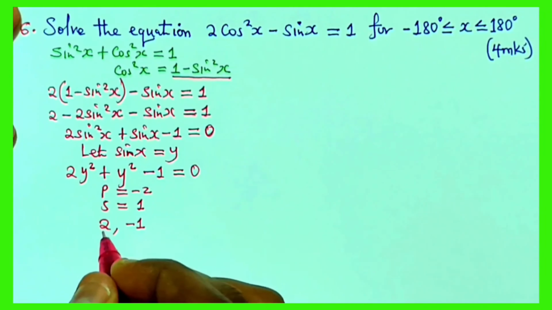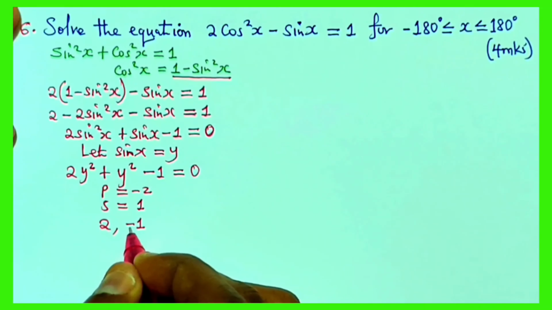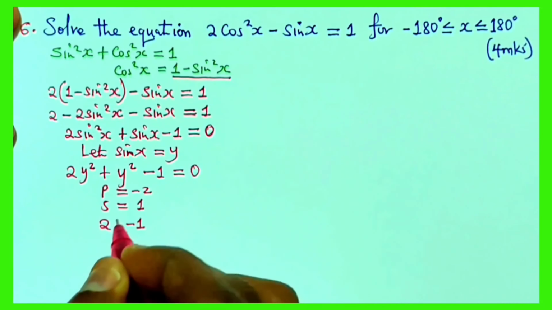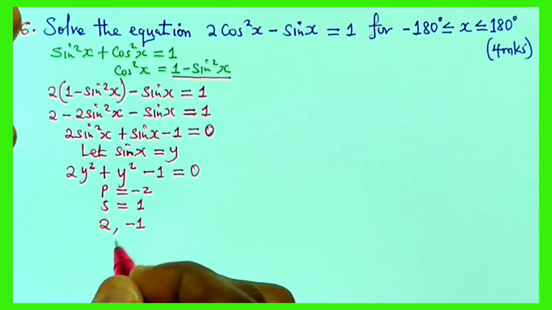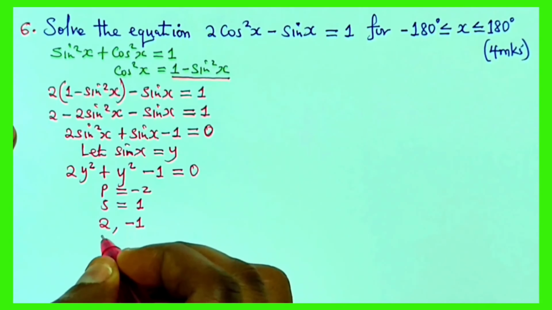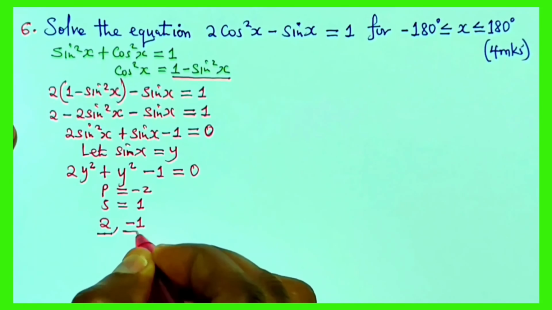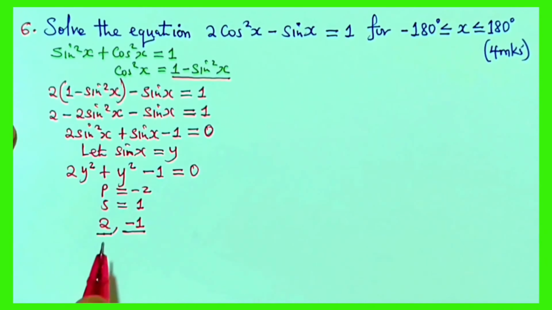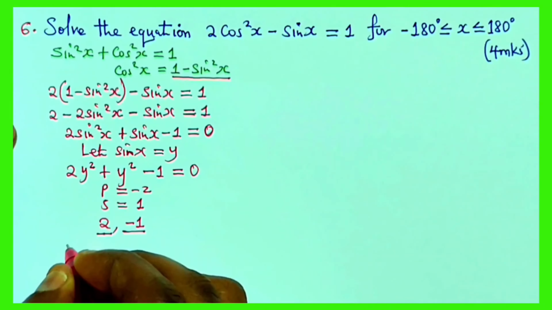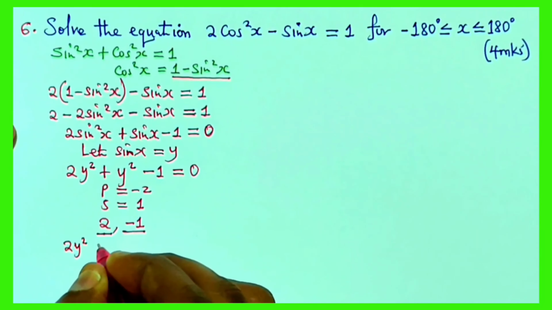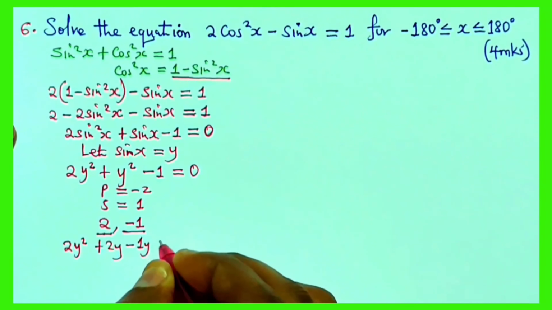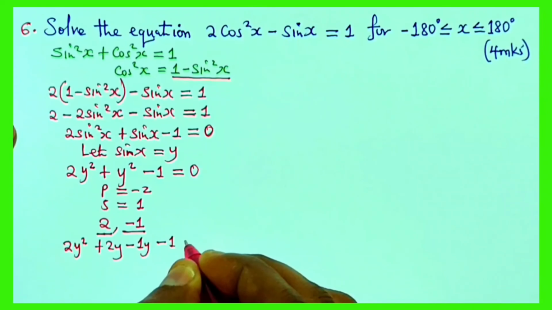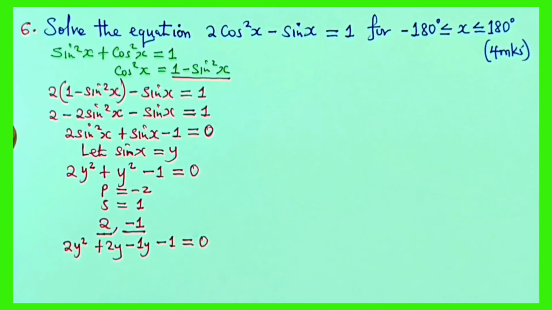When you try to confirm, you're going to have 2 multiplied by negative 1, which is negative 2, and then 2 plus negative 1 is the same as 2 minus 1, which is simply 1. So these are the two coefficients that we can use to split the second term. We're going to have our equation as 2y squared plus 2y, because 2 is positive, and then minus 1y to meet negative 1 there, and then this will be equal to 0.